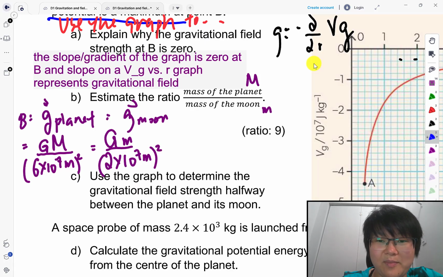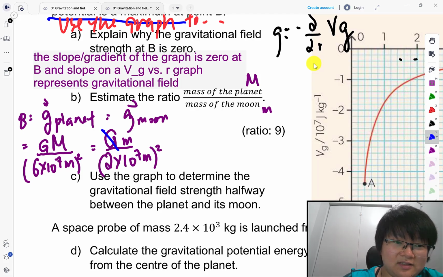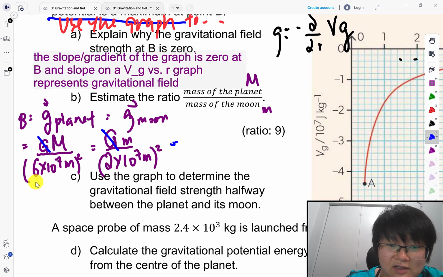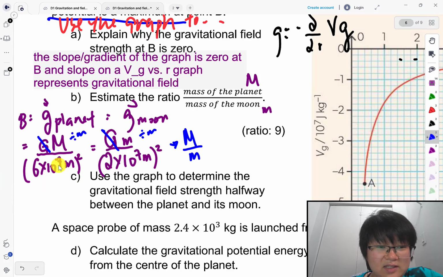So it looks like we want mass of the planet on top and small m on the bottom. G's cancel out. So I'm going to divide the small m down to the other side of this equation. So we're going to get big M over small m because we're dividing both sides by m. And it also means I want to move the 6 times 7 to the power of 2 up to the top, to the other side.